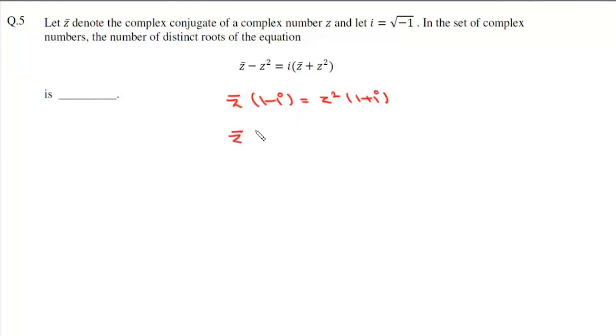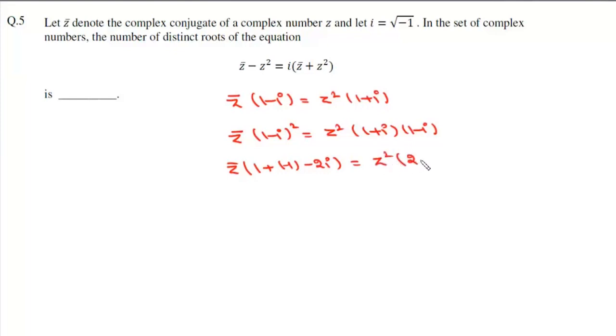So this is z square, and it is 1 minus iota square, and it will be z square, and this is 1 plus iota and 1 minus iota. Now this is z bar. Now this is 1 plus iota square. Iota square is minus 1 and then minus 2 iota, and here it is z square, and this is simply 2. Now 1 and 1 will cancel, 2 will cancel, so we'll get z square equals minus iota z bar.